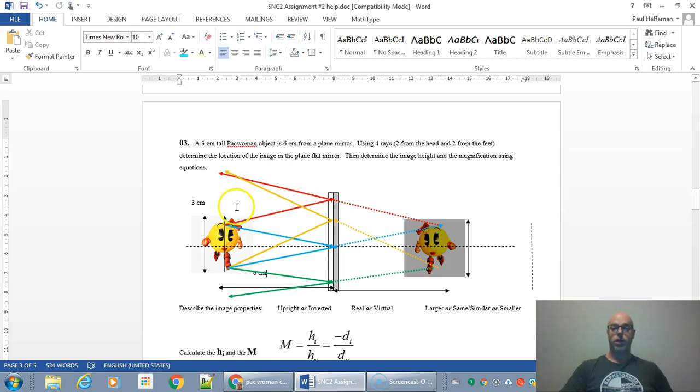You need 4 rays altogether, 2 from the head, 2 from the feet. Just make sure that the angle of reflection is the same as the angle of incidence. And then you just draw your extension lines. And wherever the extension lines intersect, that is where your image is going to go.